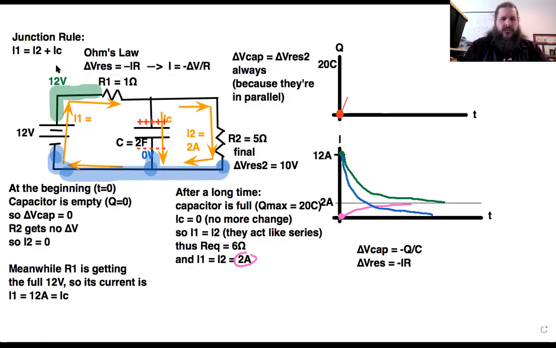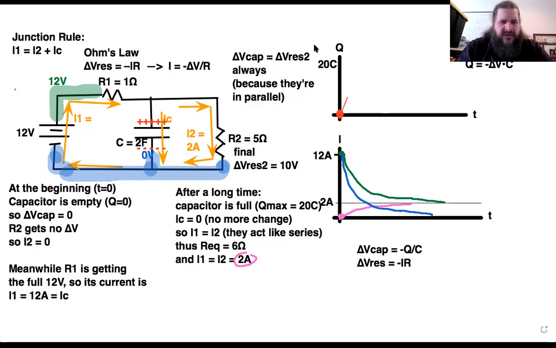Sorry, how did you get 20 coulombs? 20 coulombs is from the fact that delta V capacitor equals negative Q over C. And then if you solve for Q, you just get negative delta V times C. We know delta V is going to be negative 10 volts because it's the same voltage as the resistor. And we multiply the capacitance, 2 farads, and we get 20 coulombs.